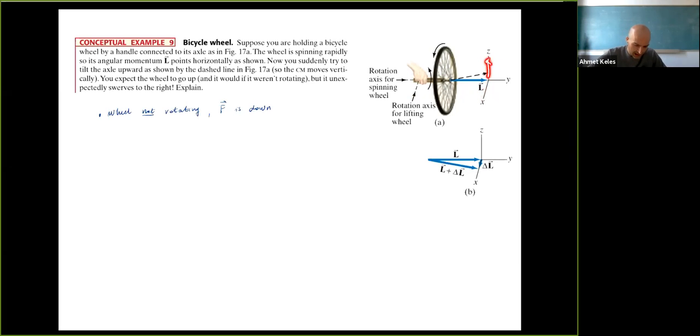It's going to go up, right? Good. So the axle tip will go up. Now the wheel is rotating.